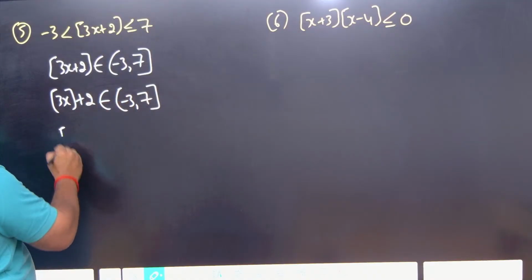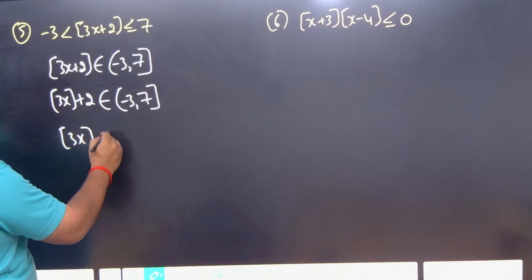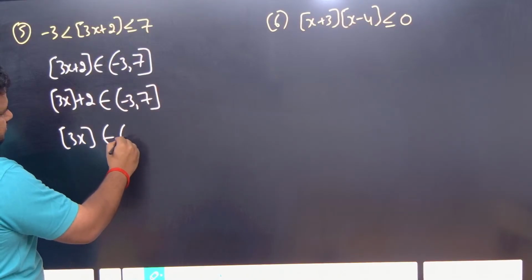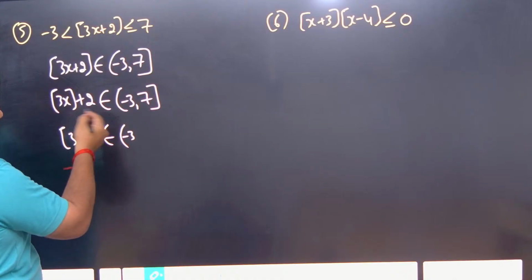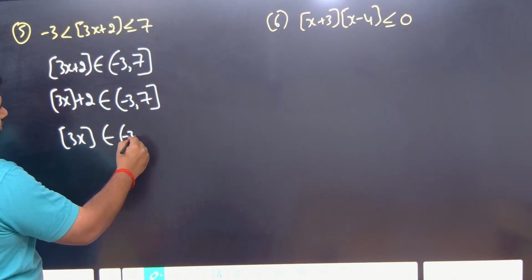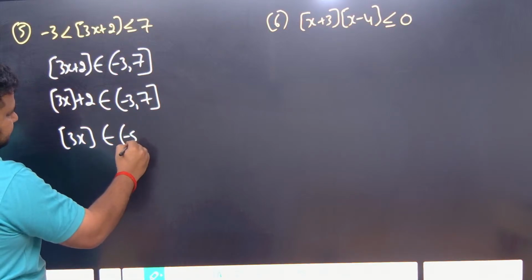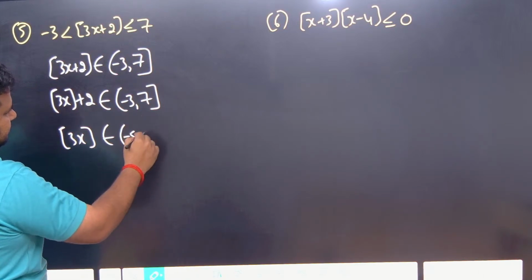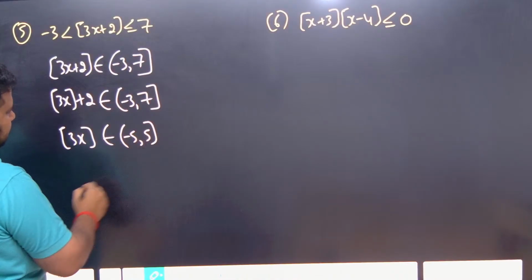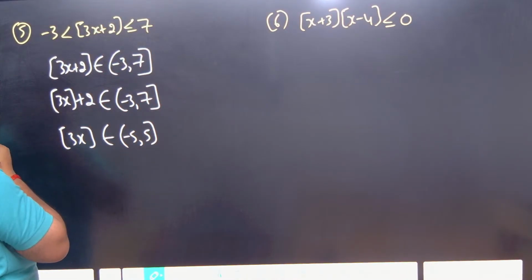So step of 3x will belong to minus 3. I have to remove this plus 2, which means I have to subtract 2. So minus 3 minus 2 will become minus 5, and minus 7 minus 2 will become plus 5. Step of 3x is there.